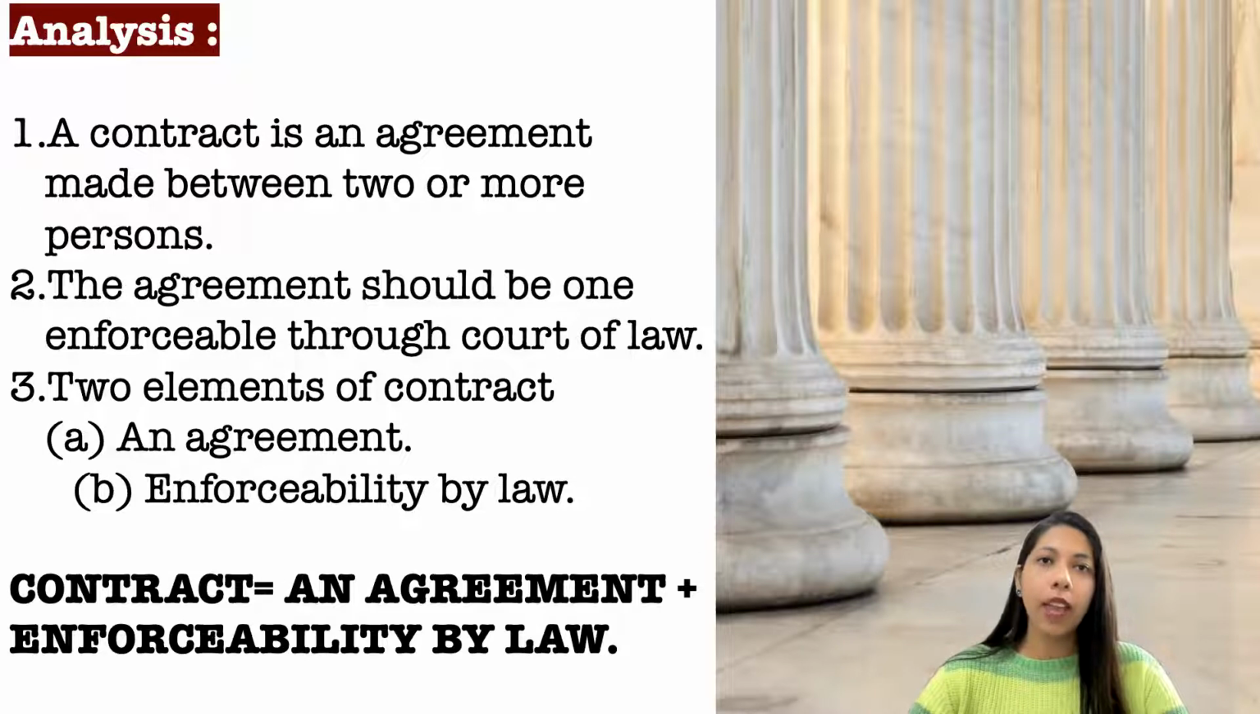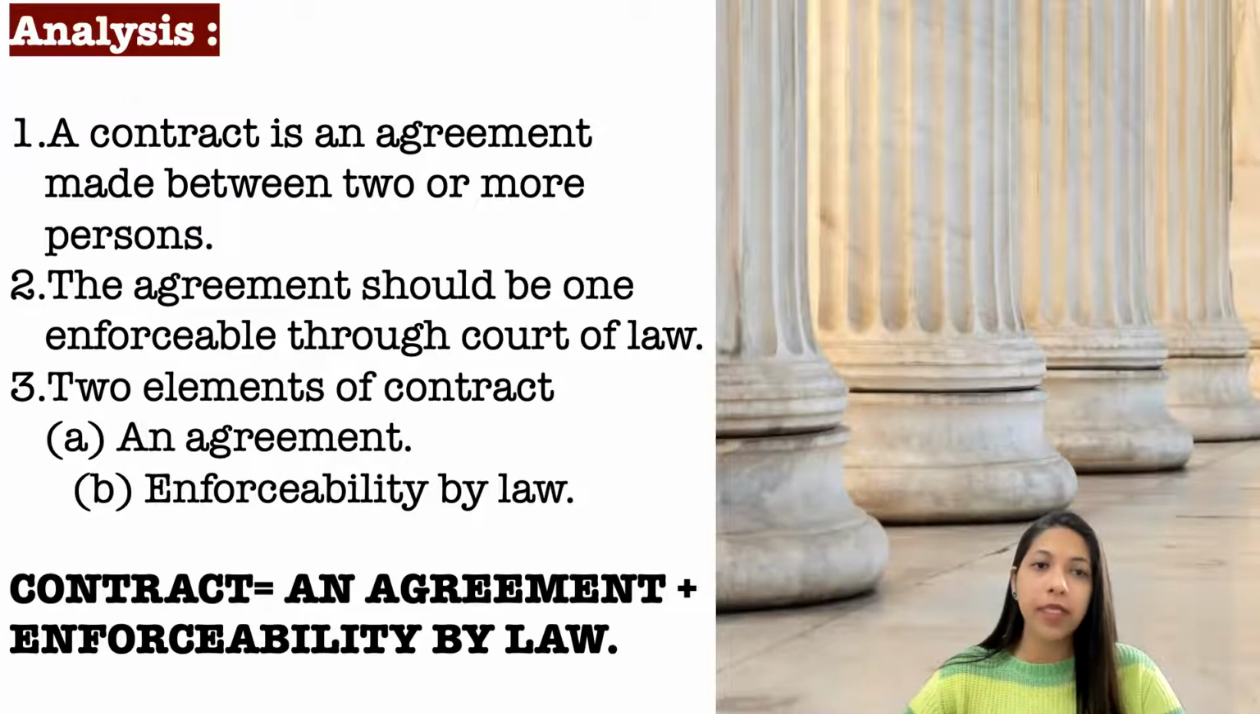So now I am going to analyze this particular definition that we already learned. There should be a minimum of 3 essential conditions. First, a contract is an agreement made between 2 or more persons, like there should be a minimum of 2 persons. Second, the agreement should be enforceable through a court of law. The agreement should be valid in the eyes of law. That is the meaning.